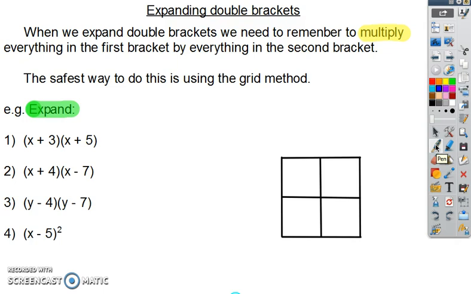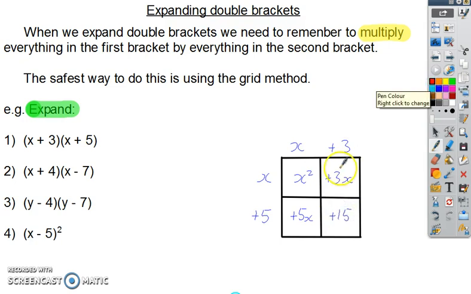With this first one we've got x plus 3 in the first bracket. I'm going to write the first bracket on top of my grid, x and then plus 3, and the second bracket, x plus 5, I'm going to write down the side. Now, to fill in my grid, I'm going to multiply things together. So x times x is x squared, x times plus 3 is plus 3x, plus 5 times x is plus 5x, plus 5 times plus 3 is plus 15.